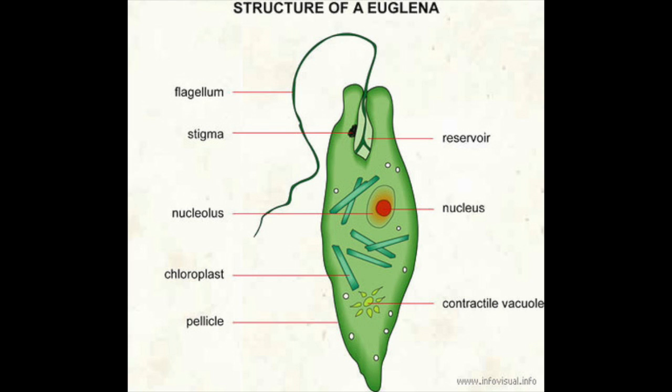Euglena can be considered heterotrophic or autotrophic. Autotrophic because it makes its own food when going through photosynthesis. Heterotrophic because it can also consume other organisms as its food.